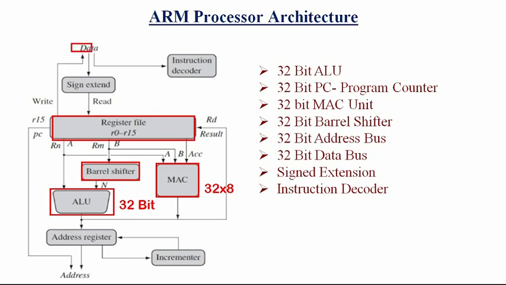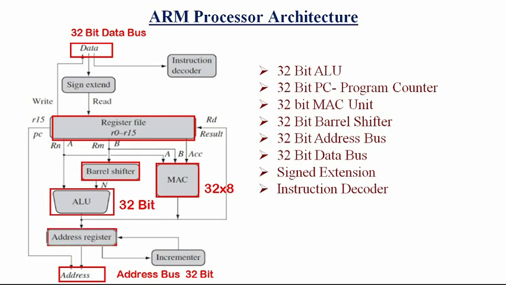We have a data bus here, which is a 32-bit data bus. And here in the bottom you can see we have an address bus, which is also 32-bit. We have an address increment, and we have an address register. This address register always points to the address of the memory location.